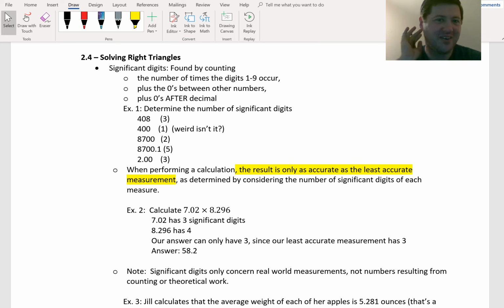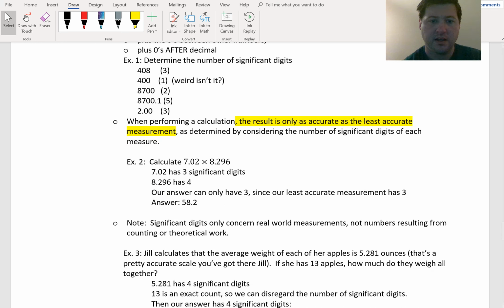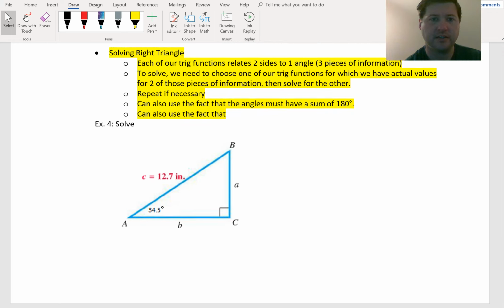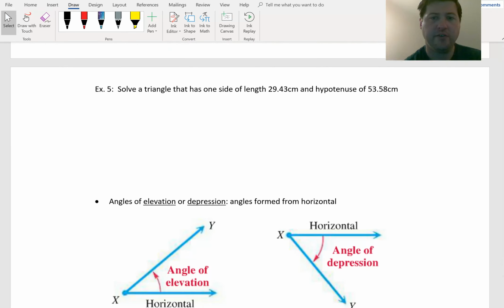Welcome to this video on solving right triangles. This is section 2.4 from our textbook. The objectives are to cover significant digits. Then we're going to talk about the principles behind solving right triangles. And then we're going to look at a few word problems.